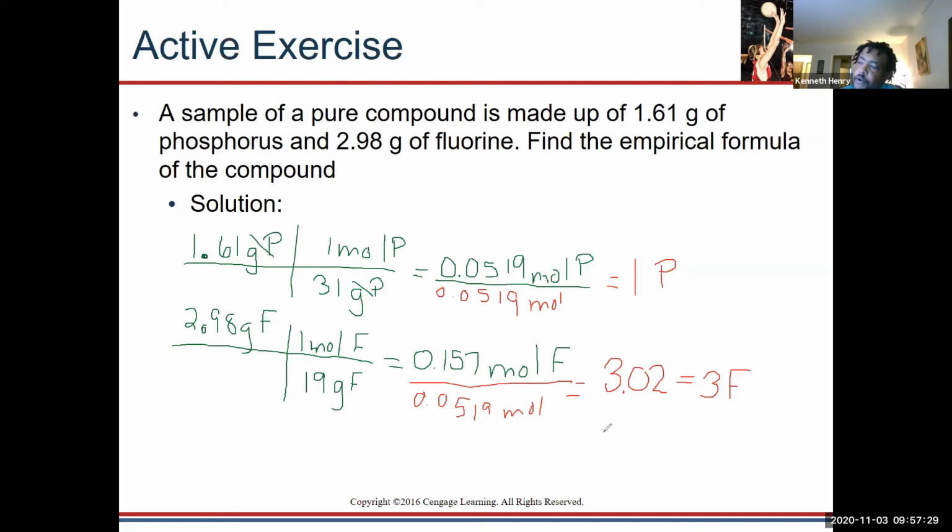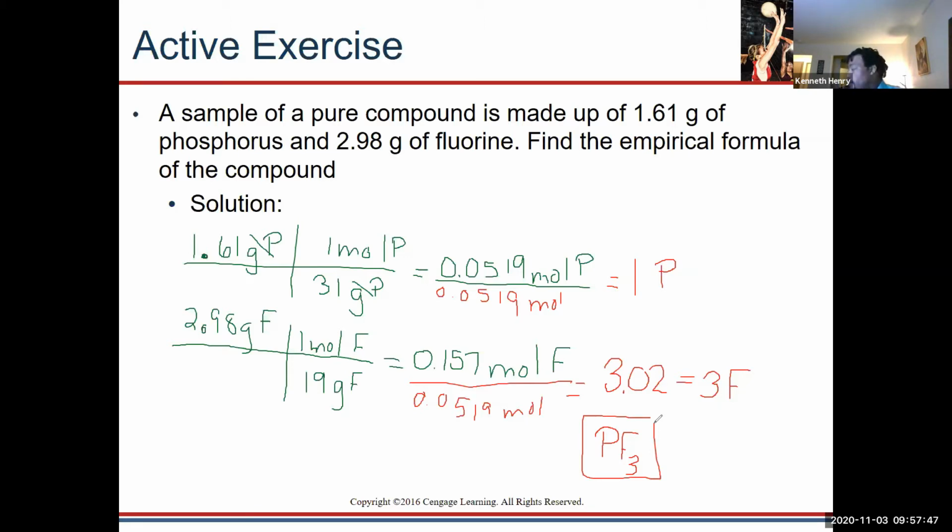So our chemical formula would be PF3. And we use the subscripts to let me know how many I have. Okay, piece of cake?